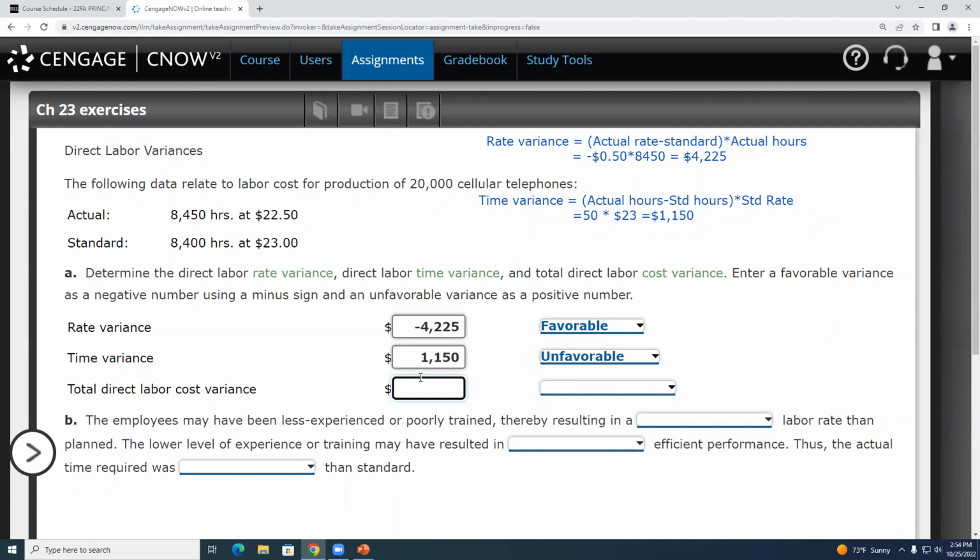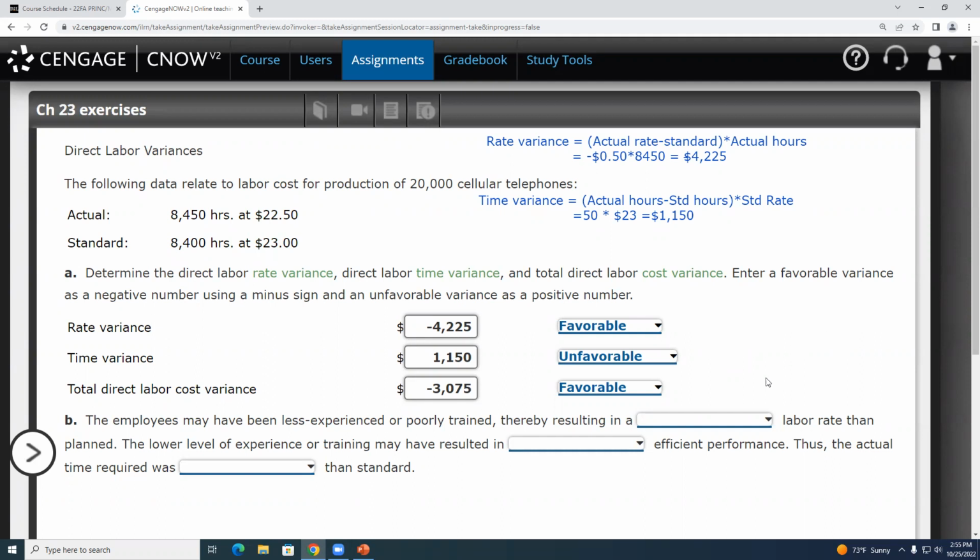But when we net these two things together, 42.25 and 11.50, we end up with a net negative or favorable variance. The fact that we paid our workers 50 cents an hour less than the standard saved us more money than it cost us because it took them 50 hours more than we planned. Everybody okay with those two calculations?